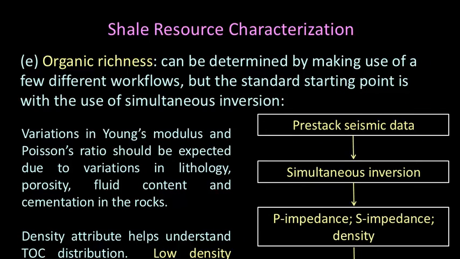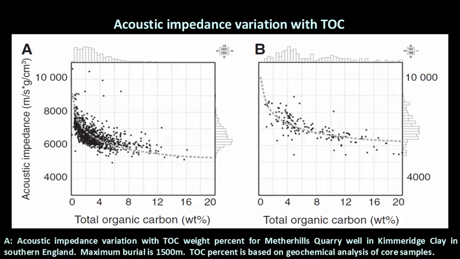Then organic richness. Now for organic richness, we would like to see the density attribute as one application. So again, density for long offsets we can get here, but we will look at other methodologies that we can make use of. For example, here is one methodology. This is again from a recent paper that we found in the literature.